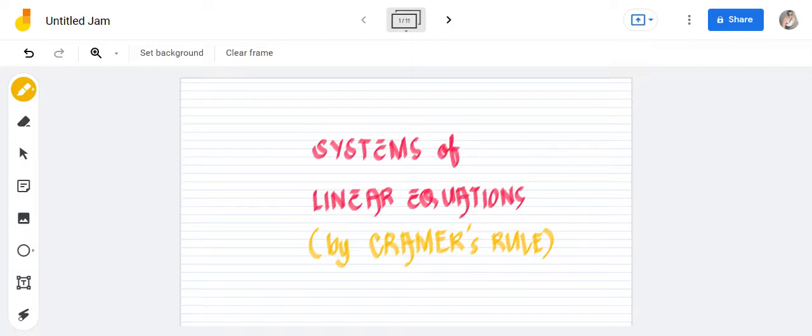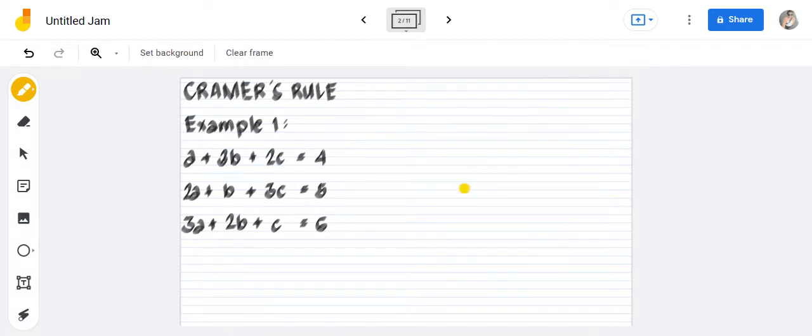So in this lecture, we're going to discuss some additional examples for the solutions of systems of linear equations by Cramer's rule. So let's start with the first example. We're given three equations and we have three unknowns.